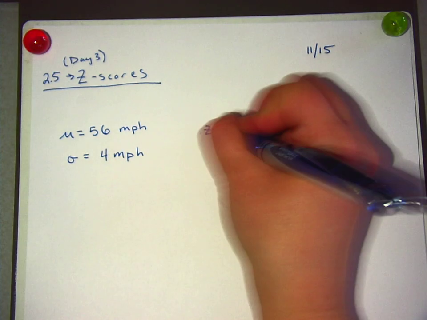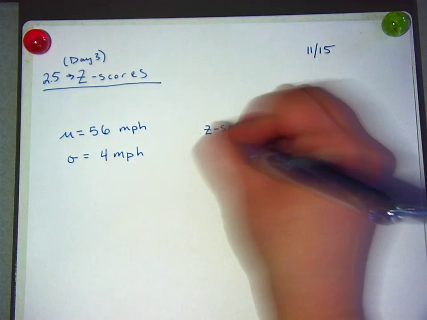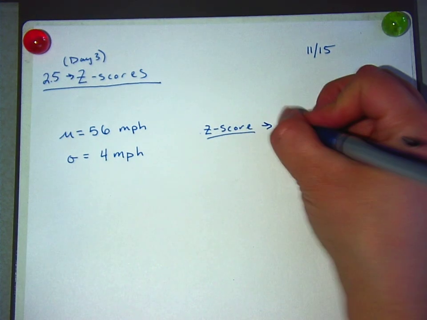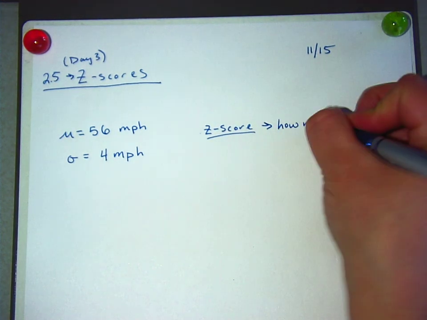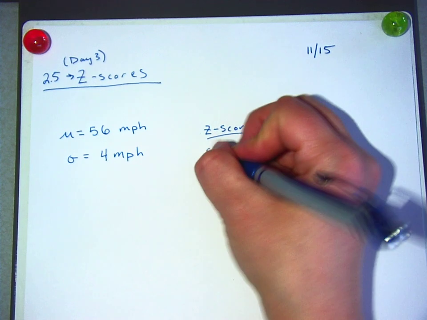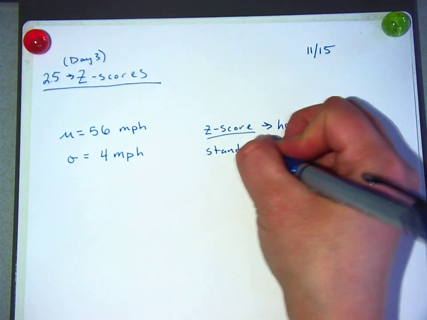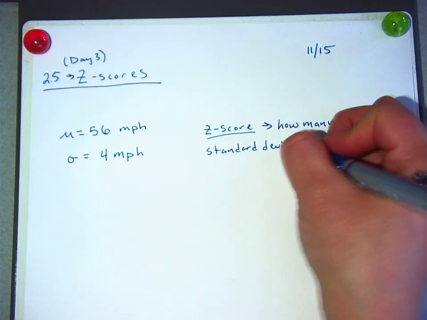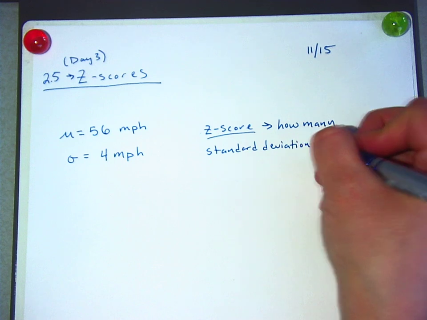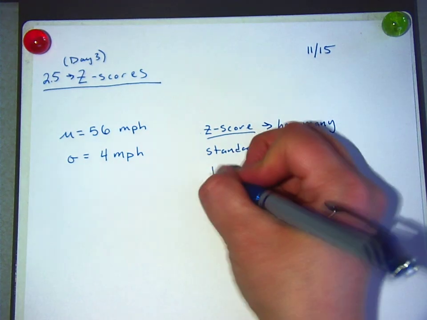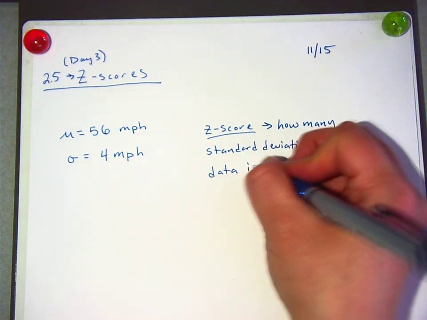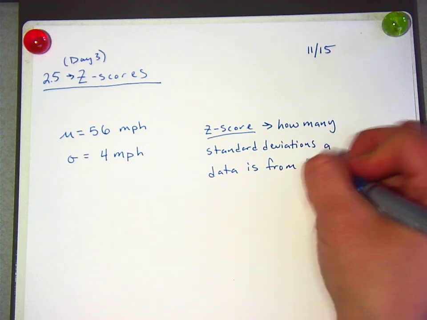A z-score is defined as how many standard deviations a data point is from the mean.